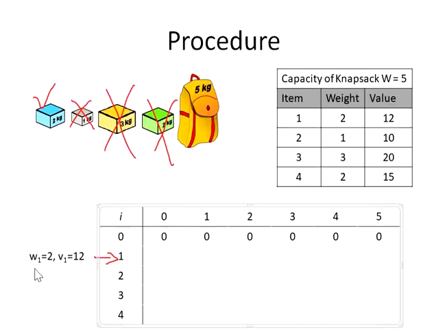Now we'll see item weight 1 and value 1. Here I have crossed all of the other unwanted weights, so I'm only considering the first item. The first item has weight 2 and its value V1 is 12. So the profit earned is 12 if I insert a weight of 2.